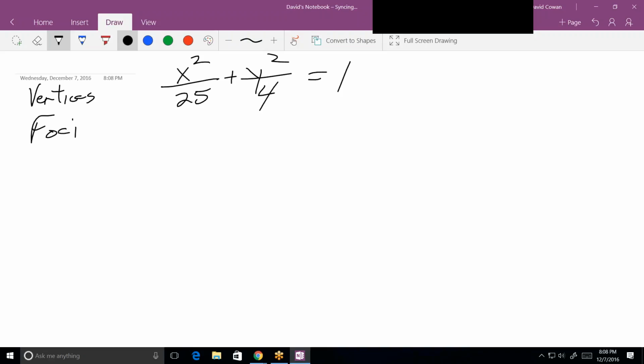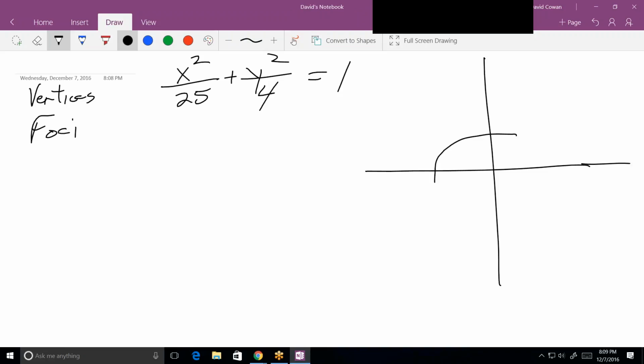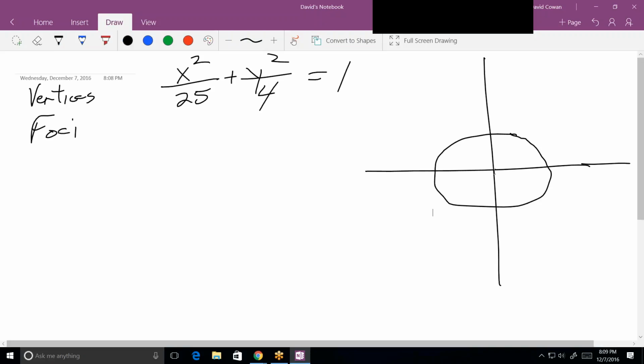What is this? Horizontal. Okay, so where's its center? The origin. Okay, so it's going to look something like this. Is this measurement A or B? Where I'm pointing. Measurement from there to there. A. Okay. So what is A? 5. What is B? 2.